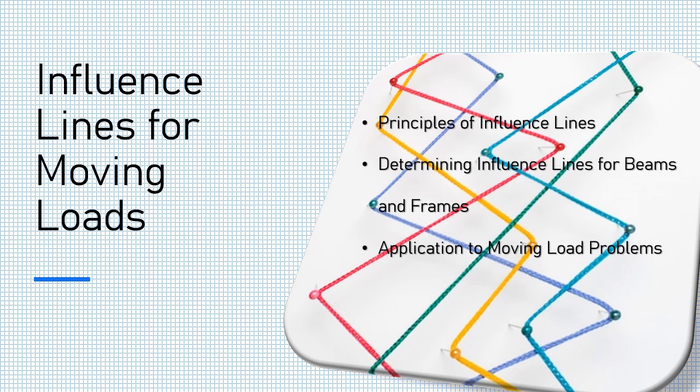8. Influence lines for moving loads. Determining influence lines for beams and frames. Influence lines are essential tools used to determine how internal forces in a structural element, like shear forces, bending moments, or reactions, change as a moving load travels across a beam, frame, or other structure. They are particularly useful in the analysis of beams and frames subjected to moving loads such as vehicles, trains, or cranes. This section explains how to determine influence lines for beams and frames, using a systematic approach.